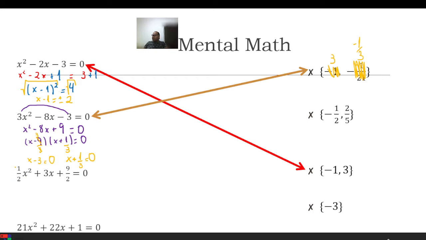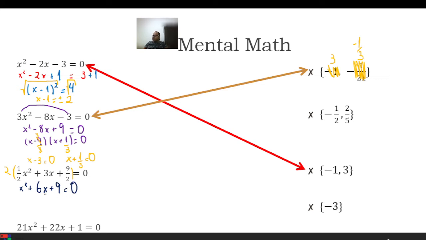Multiply everything by 2. Okay, times 2. Why times 2? Then I can eliminate the fraction. Multiplying by 2, the new equation will be x squared, because a half times 2 is 1. 2 times 3 is 6x. 9 halves times 2 is just 9. Equals 0. You can use here sum and product, completing the square, anything you need.